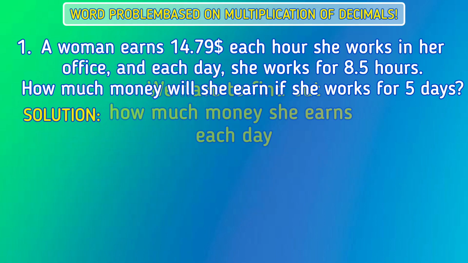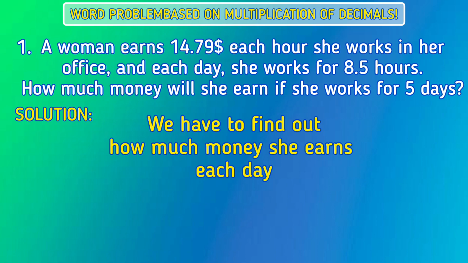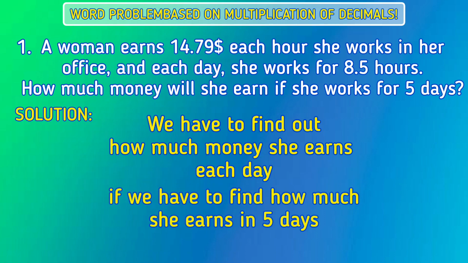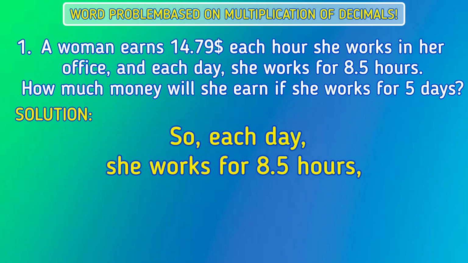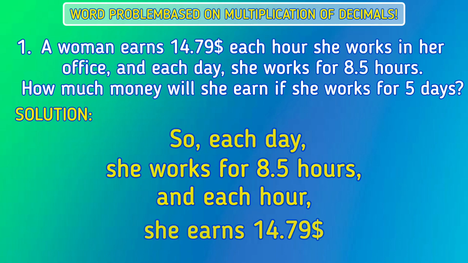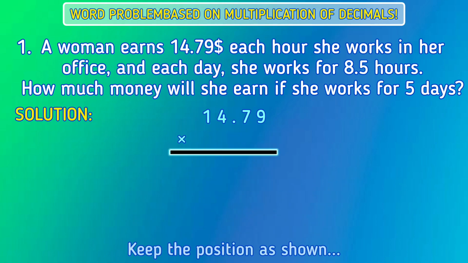Solution. We have to find out how much money she earns each day if we have to find how much she earns in 5 days. So each day she works for 8.5 hours and each hour she earns $14.79. So yeah, let's multiply. Keep the position as shown.